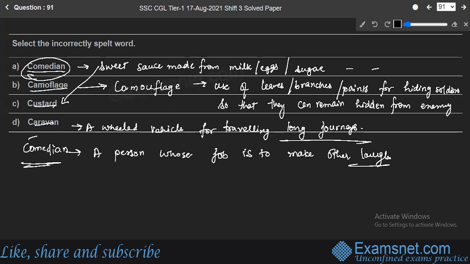Well, the incorrectly spelled word in our question is option B, and this is our answer. Hope you're clear with this. Let's move to the next question.